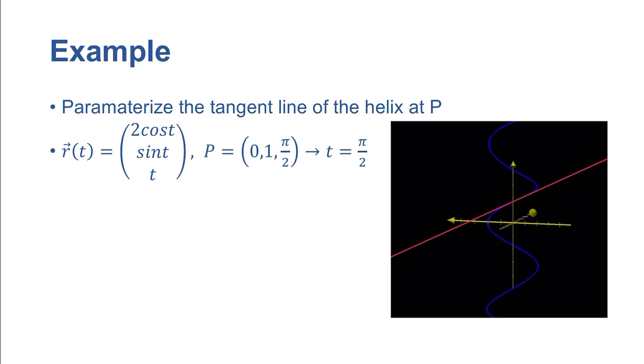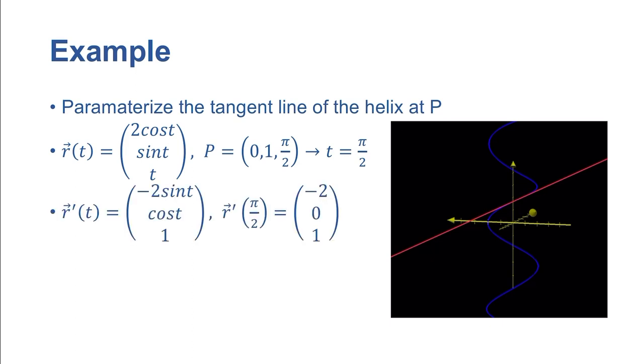So now we know t is equal to pi over 2. Now we need to find the derivative of our function at any point. So then we get negative 2 sine of t, cosine of t, and 1. And we find the derivative of the vector function at pi over 2, and we get negative 2, 0, 1.